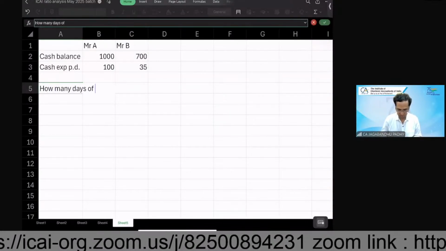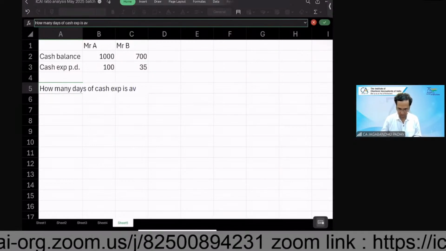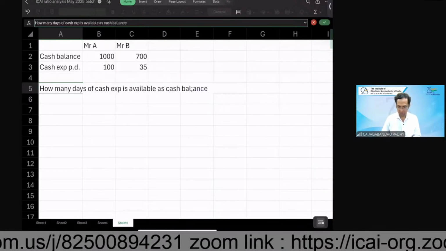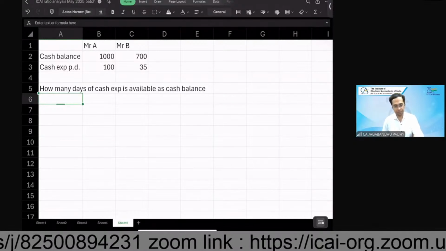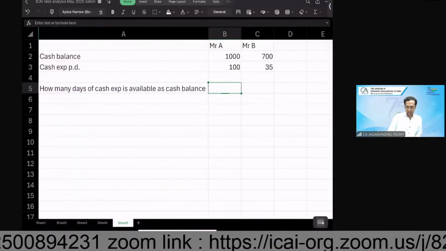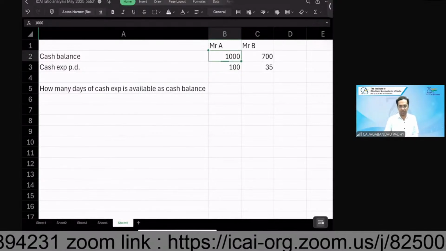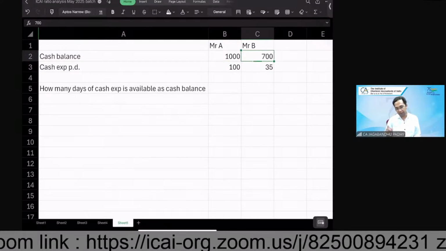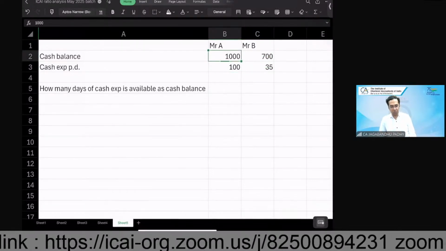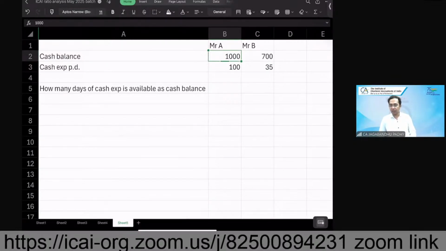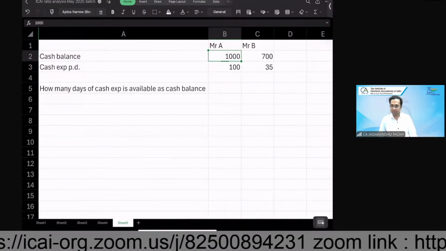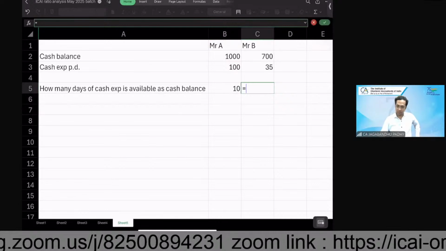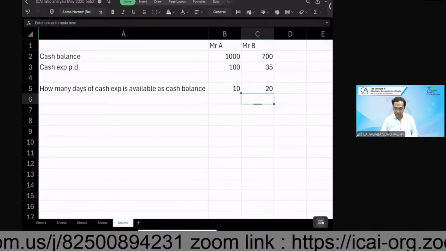how many days of cash expense is available as cash balance? Yeah, tell me. How many days of cash expense is available as cash balance? Mr. A is having a cash balance of 1000. The cash expenditure per day is 100 rupees. Mr. B is having a cash balance of 700 and cash expenditure every day is 35. With 1000 rupees, how many days can Mr. A continue without withdrawing additional cash? Can I say 10 days? What about Mr. B? For Mr. B, it is going to be 700 divided by 35, which is 20 days, right?